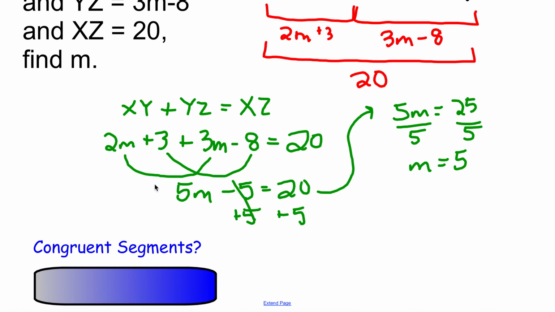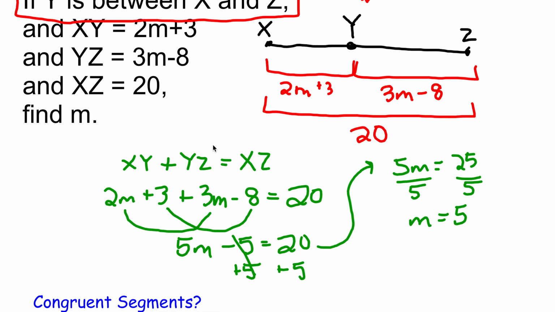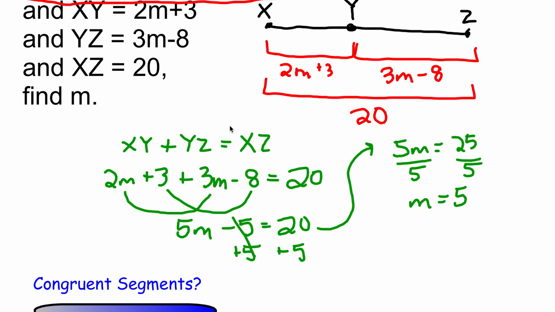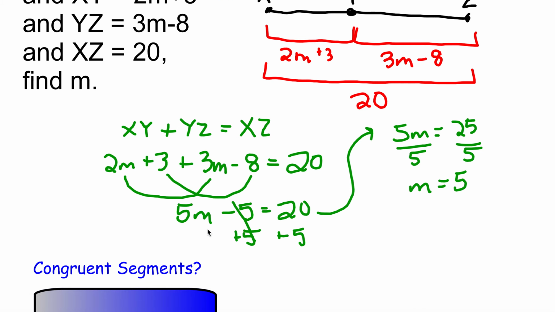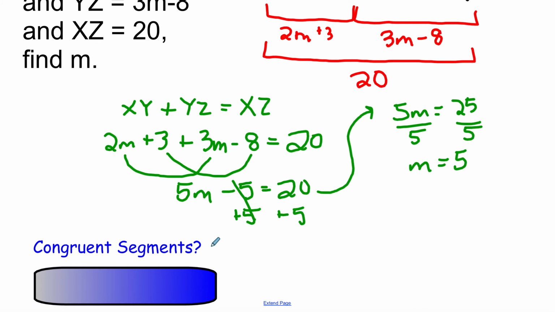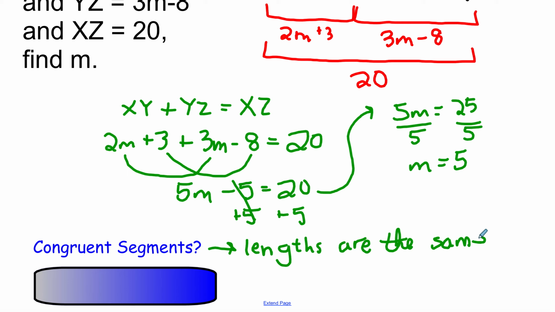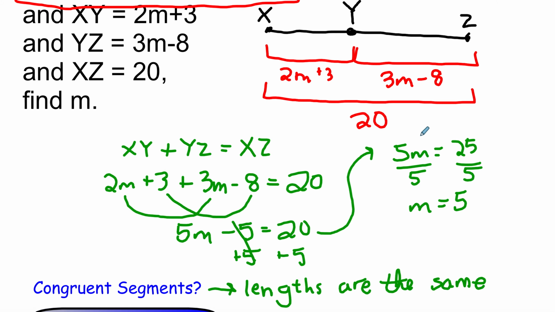So what if I asked you, are XY and YZ congruent segments? Well, what does it mean for segments to be congruent? What it means is that their lengths are the same. So if I asked you, are XY and YZ congruent segments, what we would do is go back in and plug in 5 to see if we get the same thing.